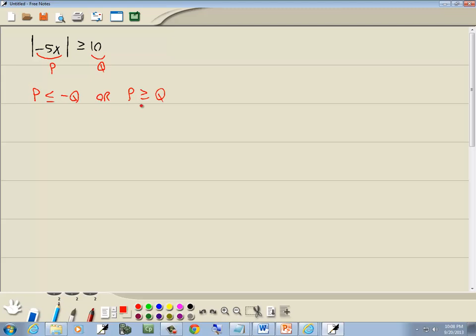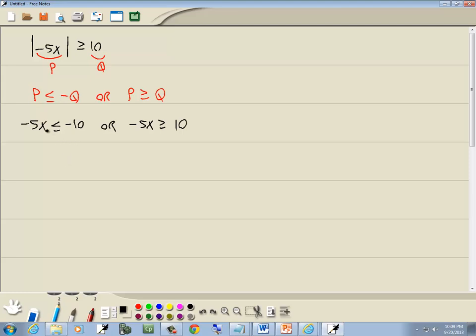Now that "or" does not mean you can choose one or the other. You have to plug it into all of this. So everywhere I have a p, I'll plug in negative 5x. Everywhere I have a q, I'll plug in 10. So I got negative 5x is less than or equal to negative 10, or negative 5x is greater than or equal to a positive 10.